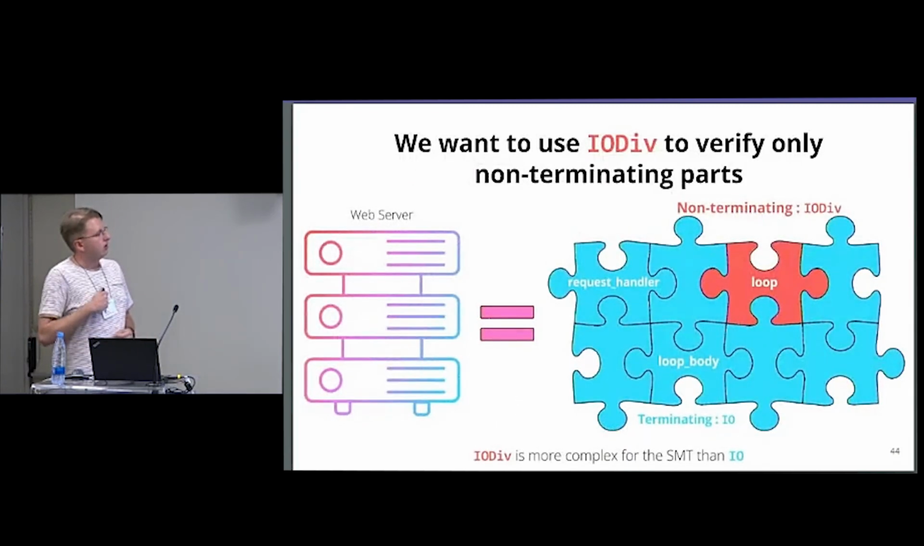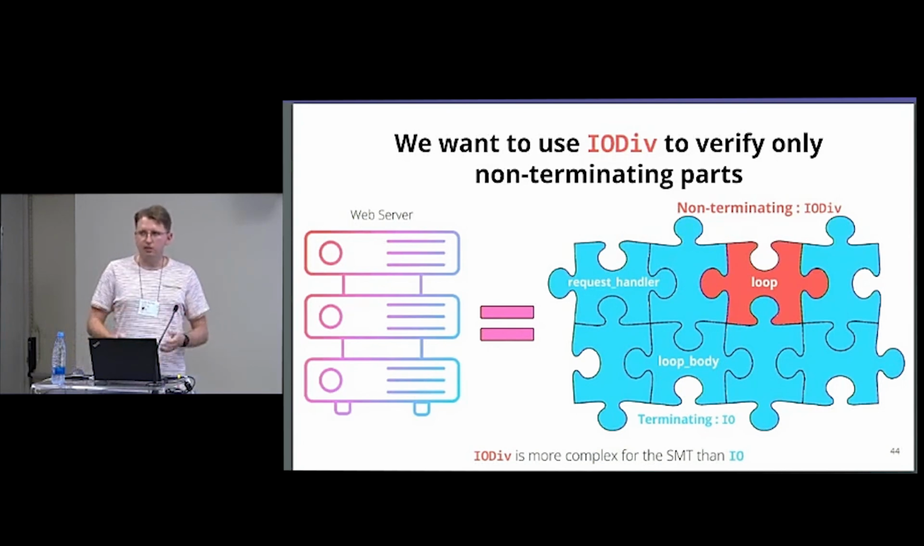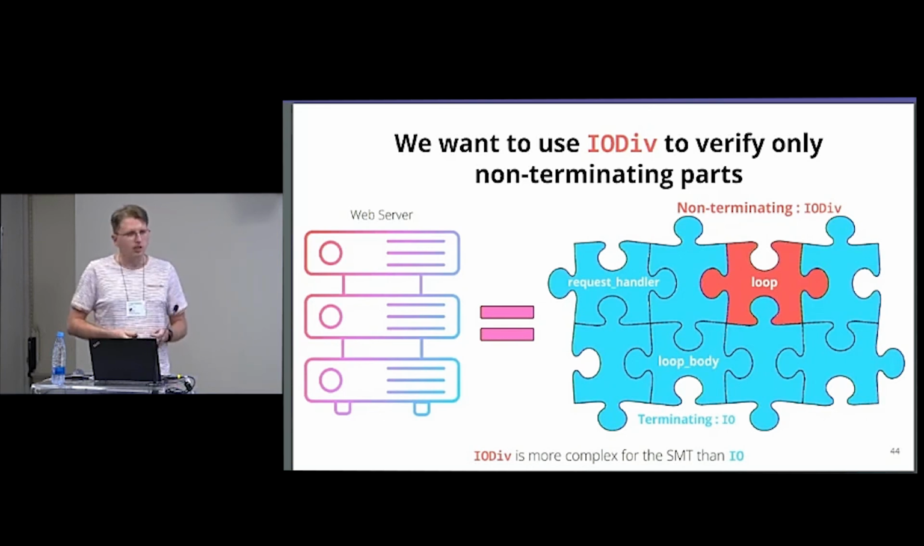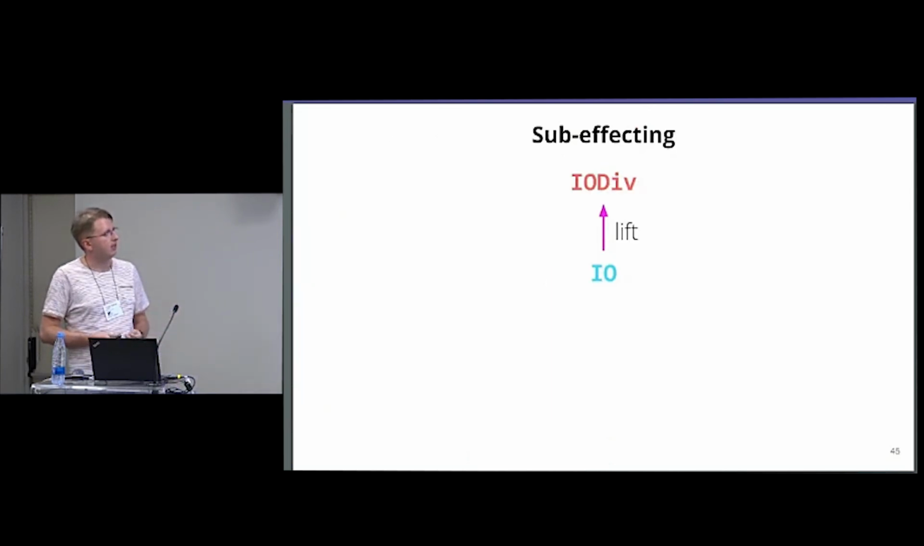Okay. So clearly, this non-terminating effect is not as friendly with the SMT, and we will not want to use it to verify terminating parts, because we will not get the automation necessary. And this is why F* has another nice feature, which is that we can use sub-effecting. We can use sub-effecting if we can define a lift from IO to IODiv, so from terminating to non-terminating programs.